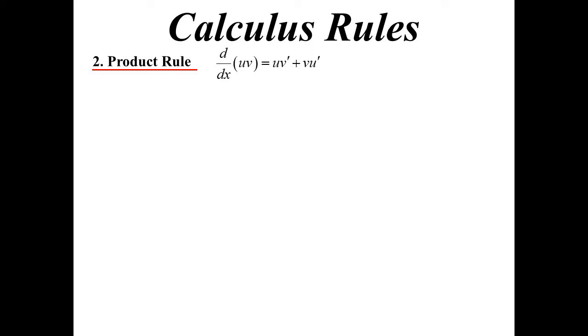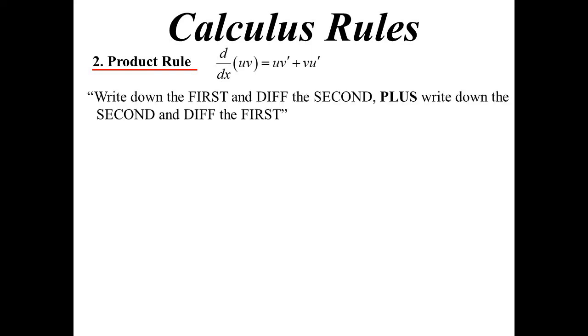Formally, there's the definition. So u and v are two functions, but again, never used it. Much easier just to think of it this way. Write down the first and diff the second, plus write down the second and diff the first. Again, it has the advantage of you're doing what you're saying, or you're saying what you're doing. Yes, okay, I could expand this out, but let's use it as an example.